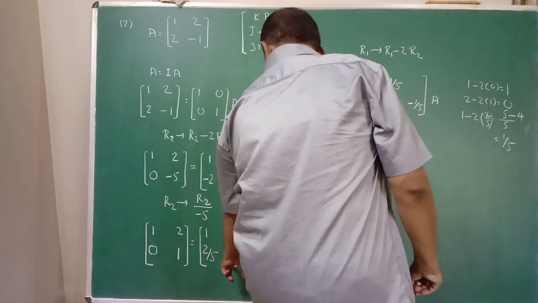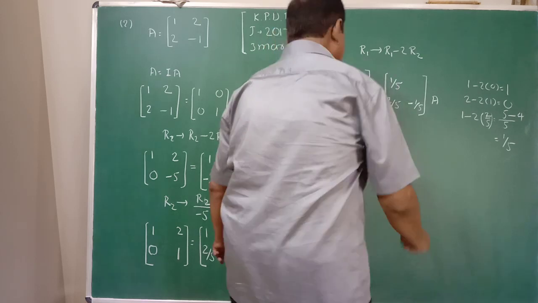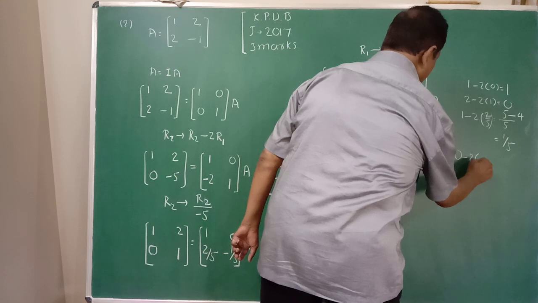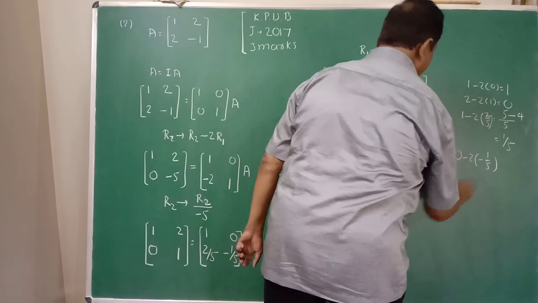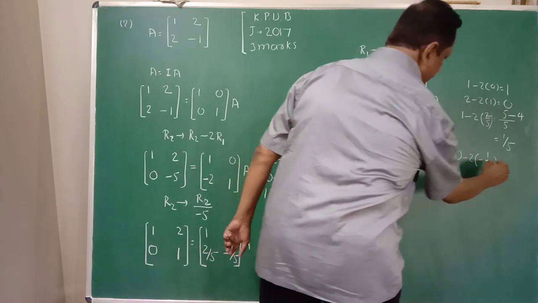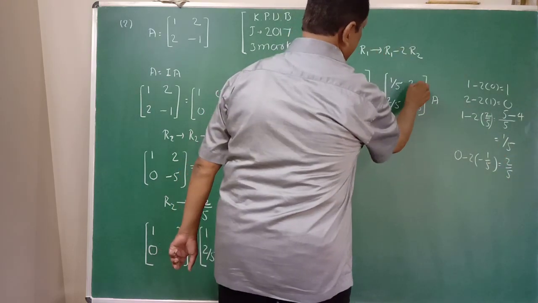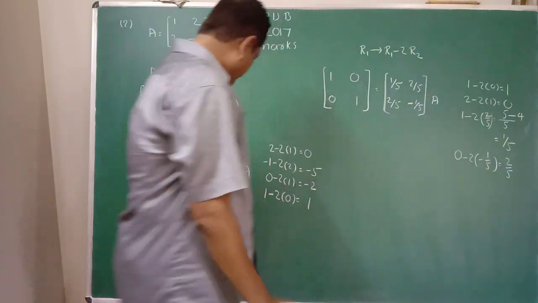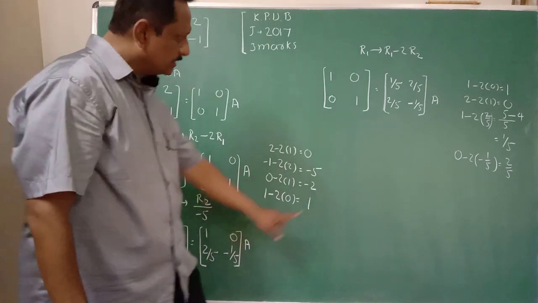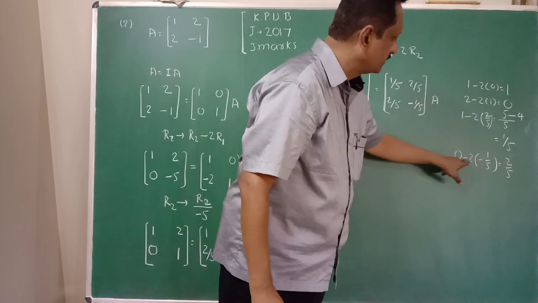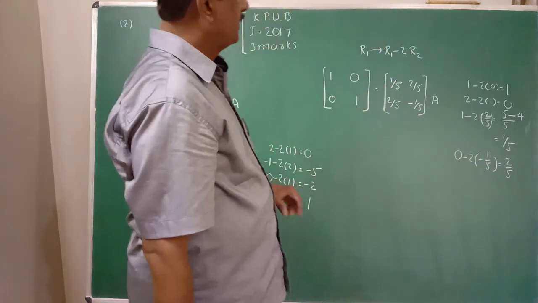Then multiply by 2 and subtract here. So 0 minus 2 into minus 1 by 5. Minus into minus becomes a plus, so it is 2 divided by 5. So right here 2 by 5. Here multiply by 2 and subtract here. So 0 minus 2 into minus 1 by 5. Minus into minus becomes plus, so 2 divided by 5.